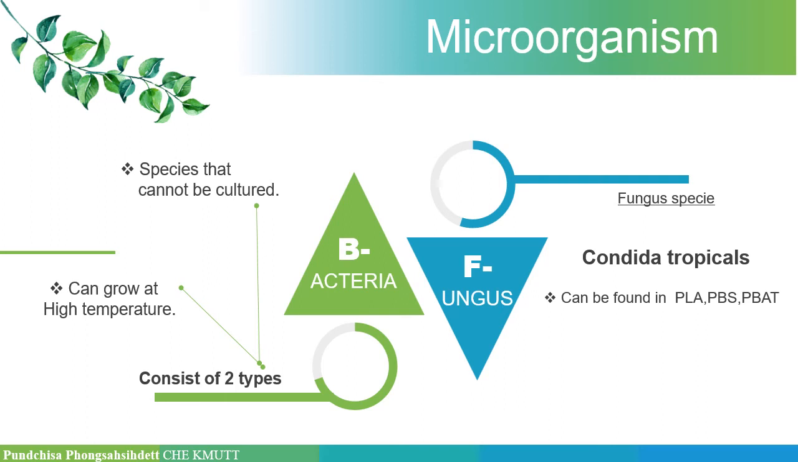First, start with bacteria. These two types of bacteria cannot be cultivated and grown at high temperature. Also, these two kinds of bacteria can live in both aerobic and anaerobic conditions. When it comes to fungus, this species of fungus, named Candida tropicalis, cannot survive without oxygen, so it can be found in PLA, PBS, and PBAT.